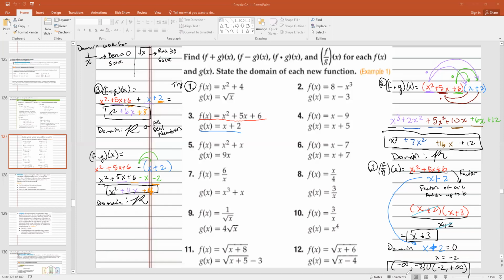All right, and there you go. That's number 3. A lot of work for one problem, right? Yeah, that's why we just did one. Okay, so try number 1.